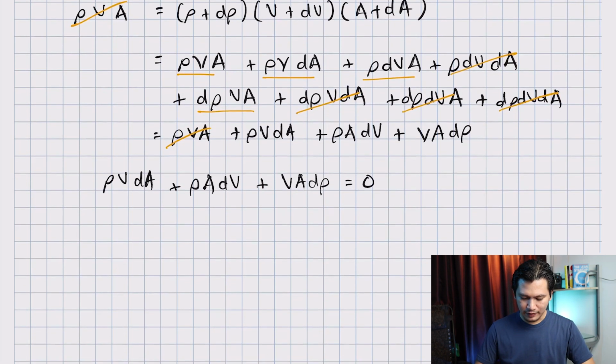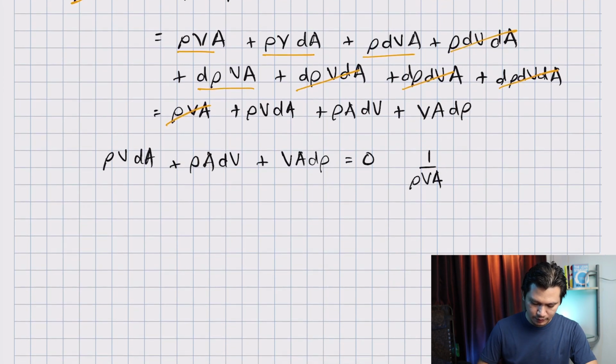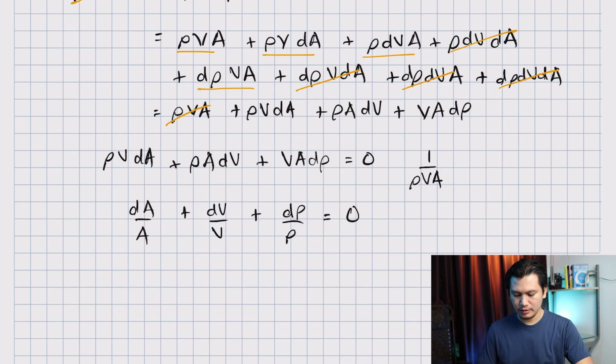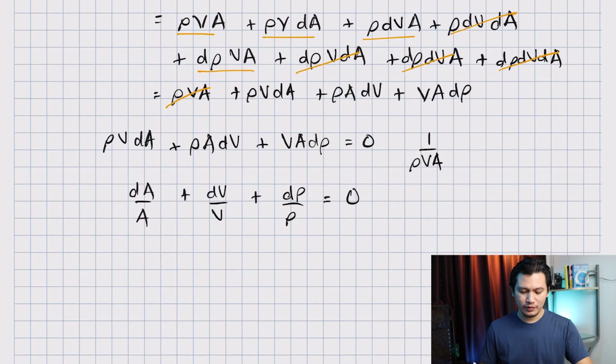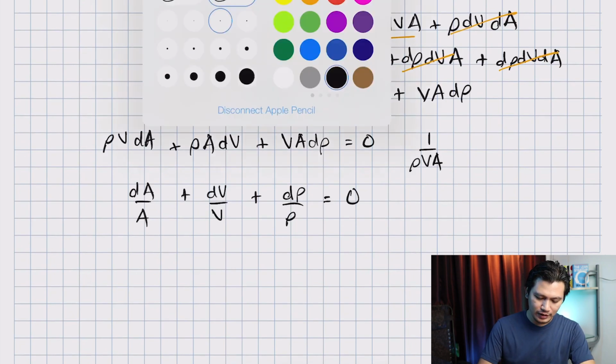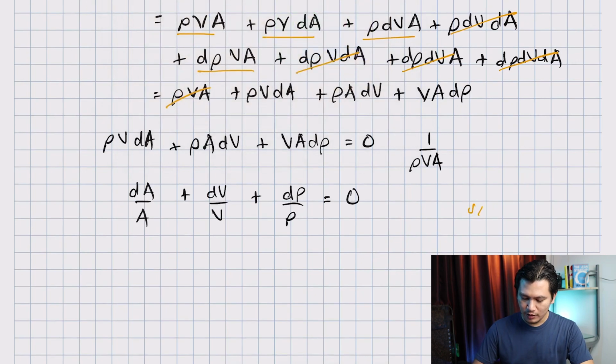And if I divide everything by rho VA, let's see what happens. This will be dA over A plus dV over V plus d rho over rho equal to 0. And we were saying before that we want to find the relationship between velocity and area, right?